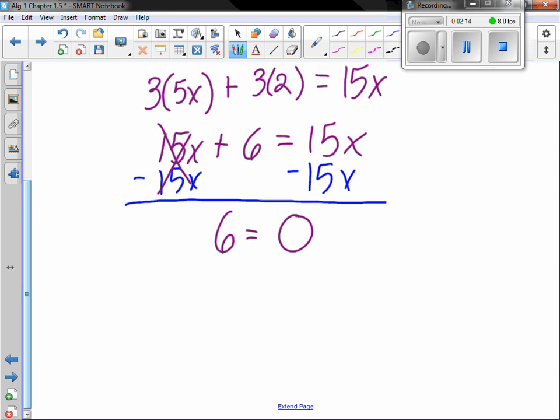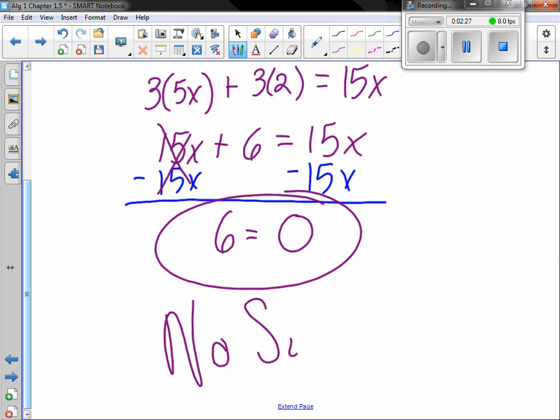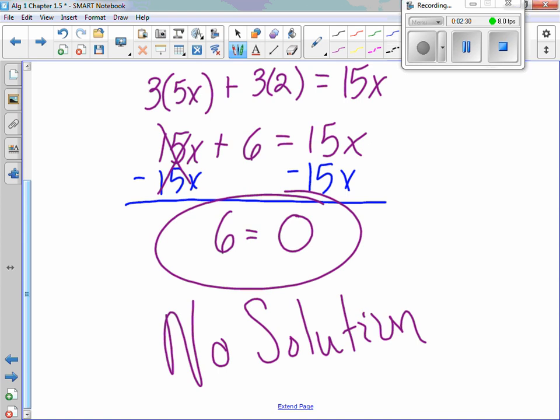Is this a true statement? Will 0 ever equal 6? No, this is a false statement. If we solve one of these and we get a false statement, this is no solution. Because what that's saying is there is no value of x that will make this true. There's no value of x that I could plug into that original statement, 3(5x + 2) = 15x, and get a true value. I won't be able to have both sides equal. So, can there be an x equals 0? Yes, but there can't be a 0 equal 100. There's no way that works, right?